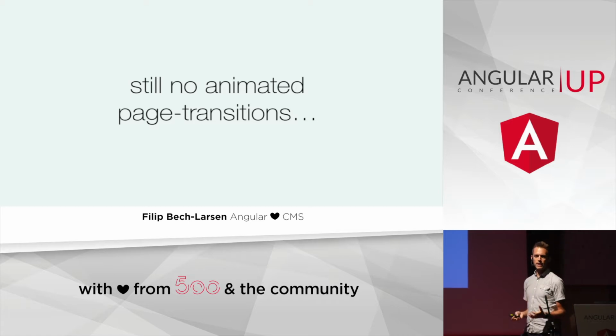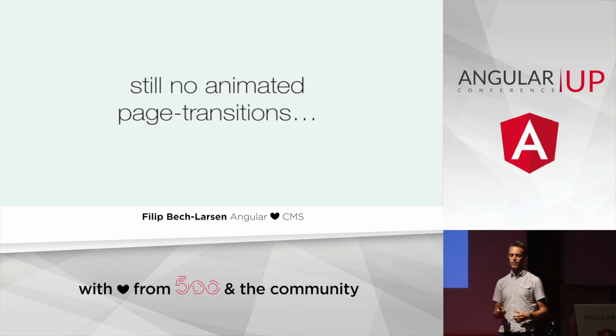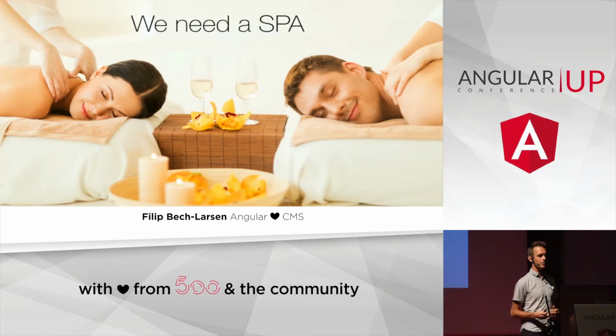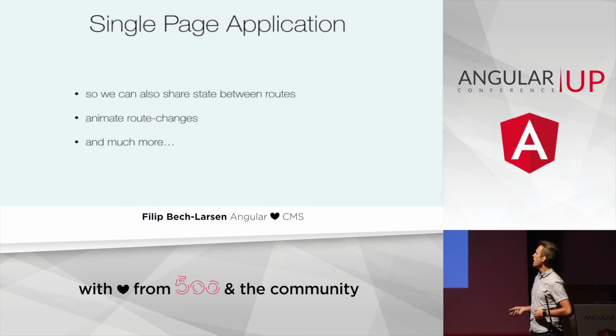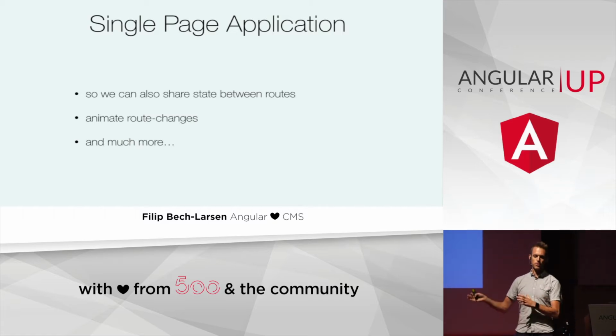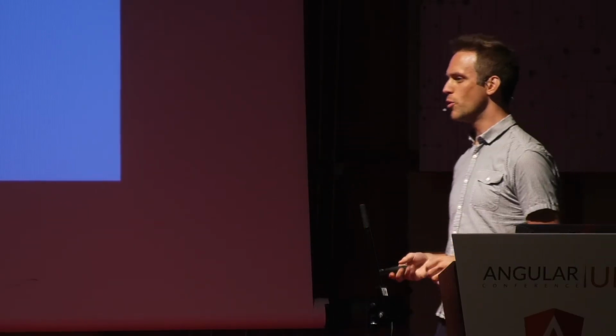But in order to create a really nice commerce experience, as we call it because we do commerce, we still want to have page transitions. And in order for that, obviously, we need a SPA, a single page app. So we want to be able to share state from one page to another, so we don't have to reload it all the time. We want to be able to animate route changes. We want to be able to cache data. We want to be able to maintain some parts of the page, not reloading all the time whenever you navigate around.